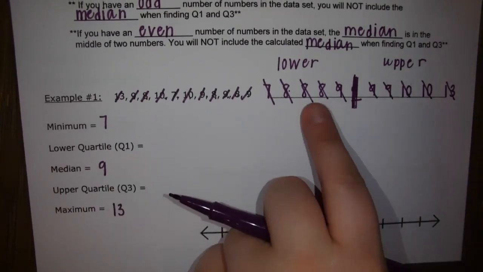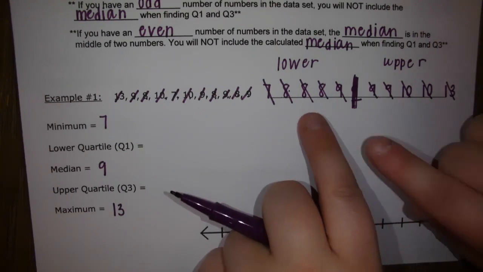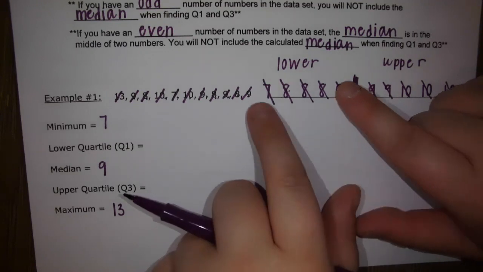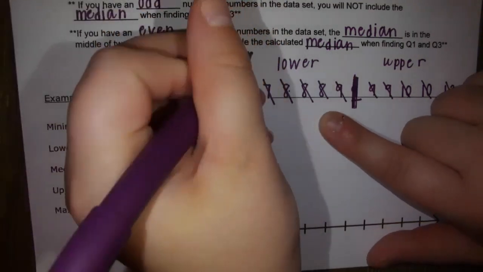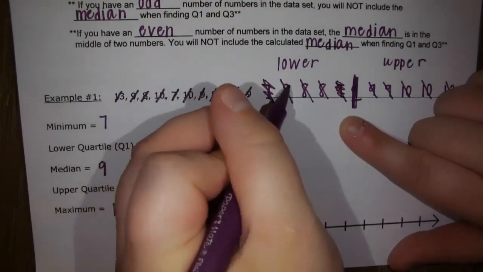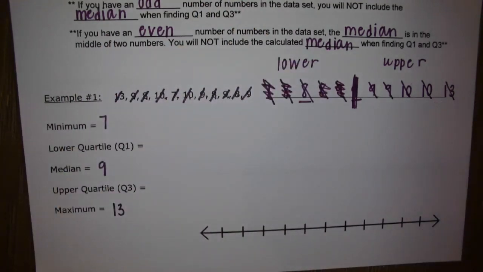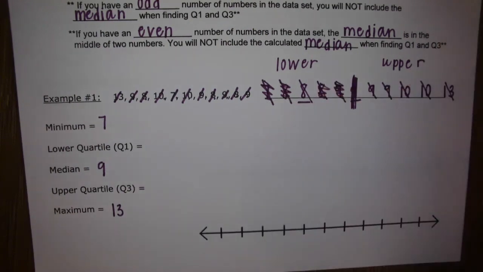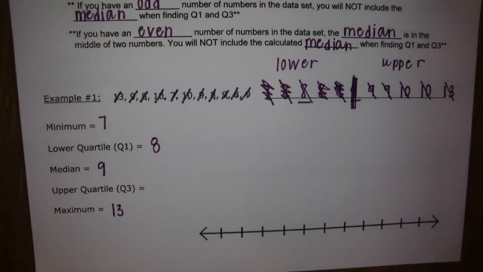So I'm going to find my lower quartile first. I'm going to focus on my lower half of data, and what I'm going to do is cross through and find the median again. To find the median, you get rid of your lowest value and then your highest value. Lowest, highest, boom, 8 is the only number I'm left with. And that is in the middle of my lower half of my data. So my lower quartile, or my Q1, is just 8.